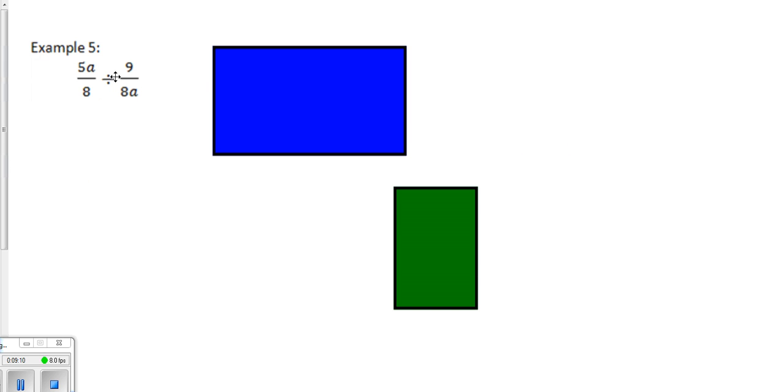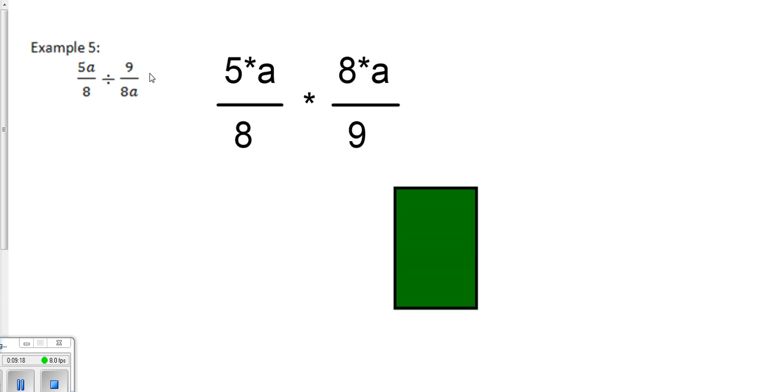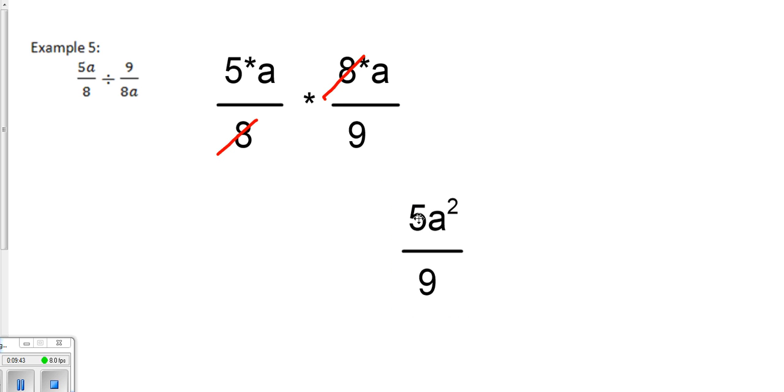They used actual things in there, and you'll see those in our examples as well. So, example 5. If we have 5a over 8 divided by 9 over 8a, we simply flip the second one. The second one gets changed to 8a on top over 9, and the middle piece is no longer divide, it's now multiply. Now, like before, we just cross cancel: 8 and 8 go away, so we have 5 times a, 5a squared, all over 9. So it is in fact 5a squared over 9, and this is our simplified form.